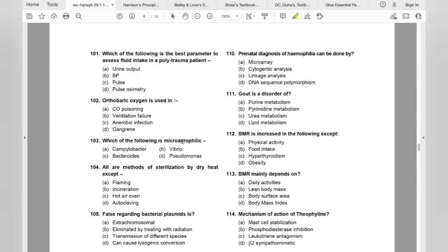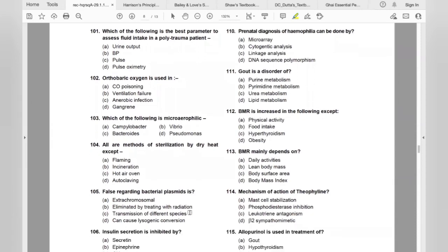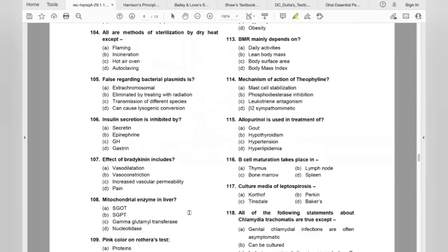Which of the following is microaerophilic? Answer is Campylobacter. All are methods of sterilization by dry heat except autoclaving. False regarding bacterial plasmids is can cause lysogenic conversion. Insulin secretion is inhibited by epinephrine.